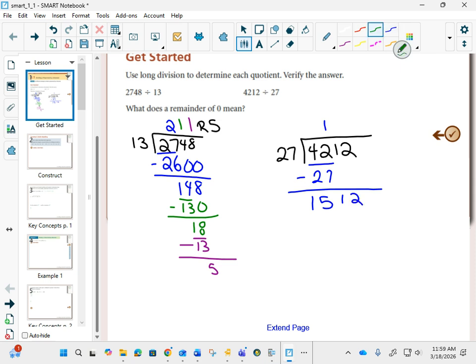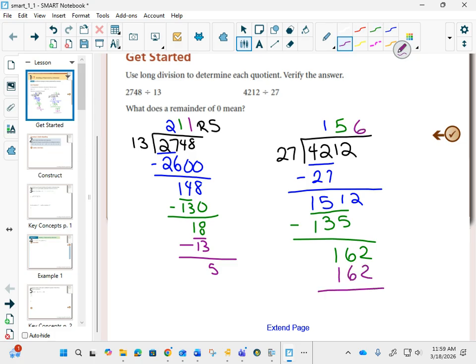This time, there's no 27s in 15. I have to look at 151. How many 27s are there in 151? 6 times 27 is 162. That's too much. I'm going to go with 5. 5 times 27 will be 135. I subtract, leaving me with 162. Oh, good, I did that math already. Because 6 times this is 162. Gives me no remainder. This one divided perfectly.